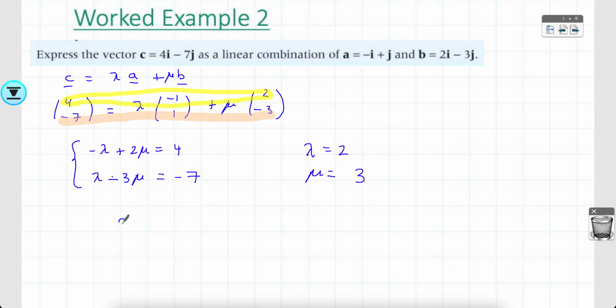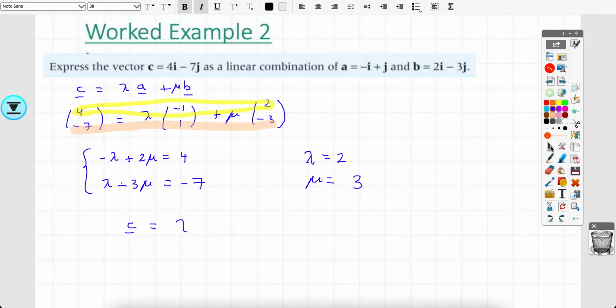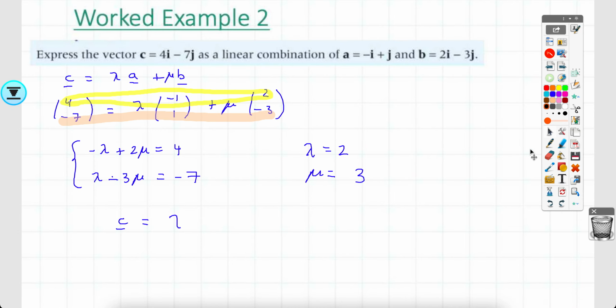And you can check as well, just to make sure it works. So vector C is now, don't stop there, make sure you answer the full question. Vector C is going to be 2 of vector A plus 3 of vector B. And again, check that you have this correct combination, and actually gives you vector C.